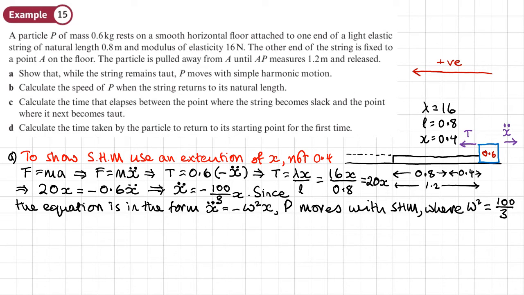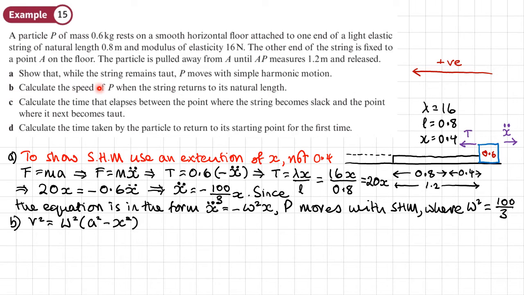So now we can say that since the equation is in the correct form, so the acceleration equals negative omega squared x, P moves with simple harmonic motion, where omega squared is 100 over 3. Moving on to part B, calculate the speed of P when the string returns to its natural length.